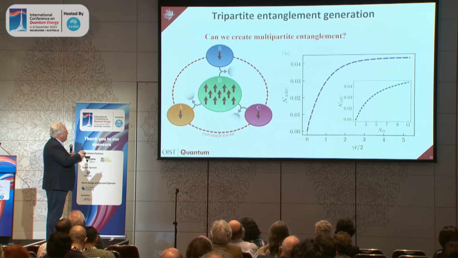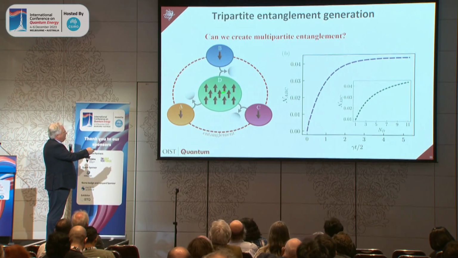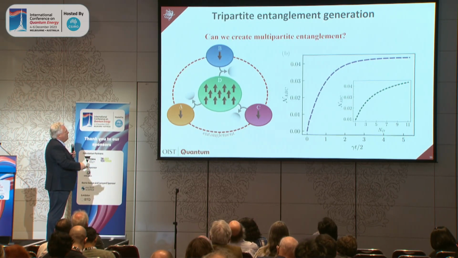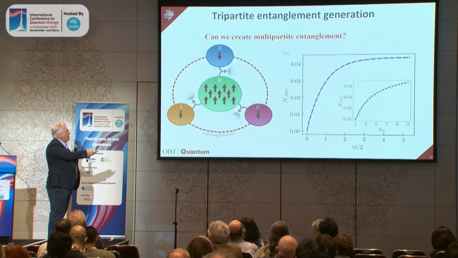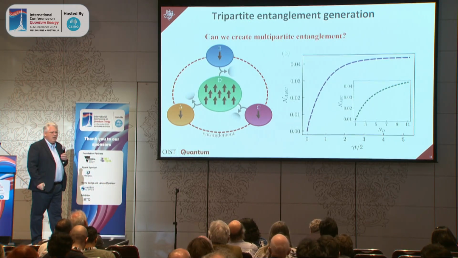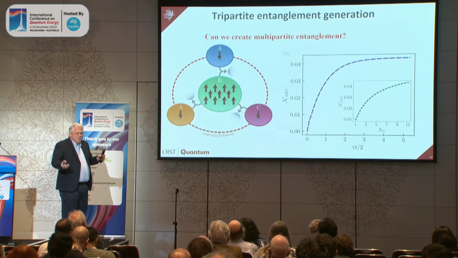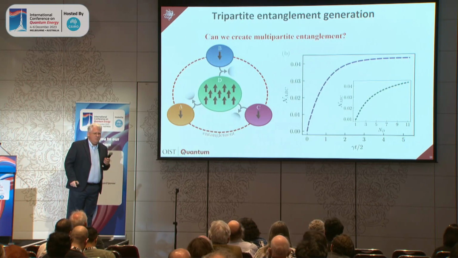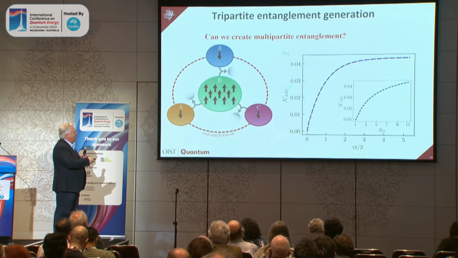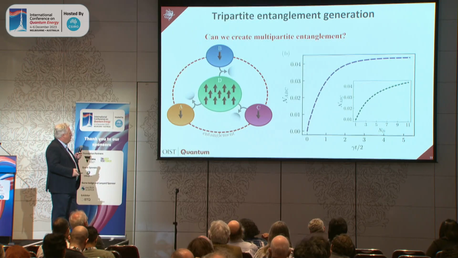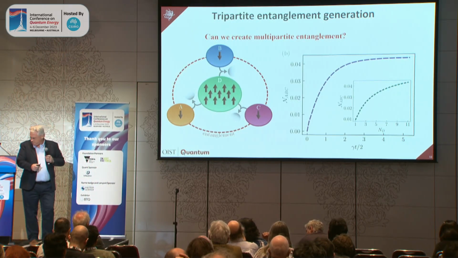But we want to restrict ourselves to the case where we actually have just these pairwise dissipators, and what you see is that you can generate tripartite entanglement. If you go to 4, you can make 4-party entanglement. It does get smaller as you go up, but it's kind of interesting in a sense.